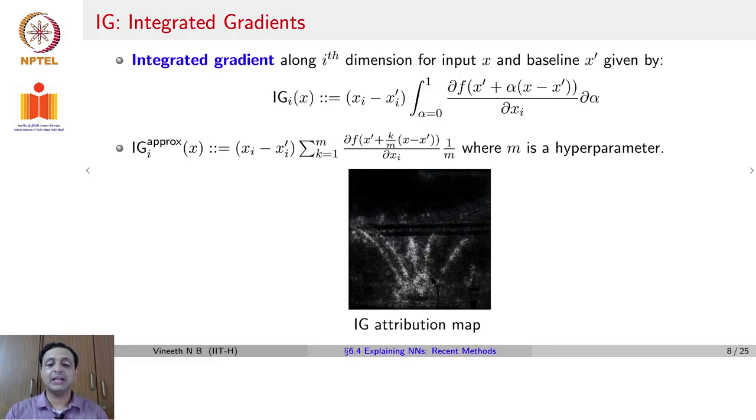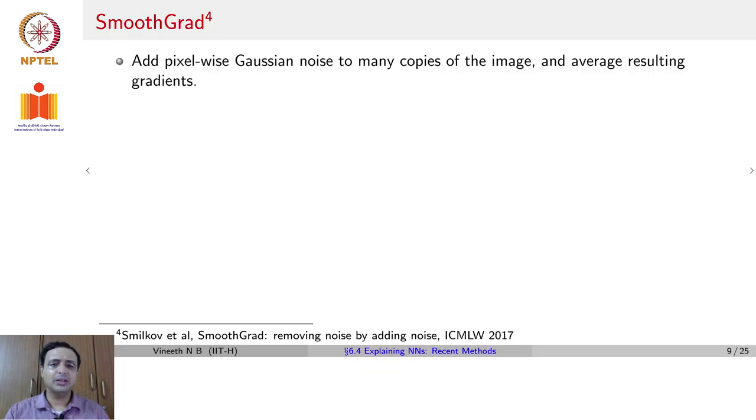Now you have an IG attribution map which focuses on the fireboat as well as those streams of water, which is far more convincing than what we saw initially with the vanilla gradients. Another approach that was proposed is known as SmoothGrad, which uses a very similar idea as integrated gradients, but a more heuristic and simpler approach. It says, let's add pixel-wise Gaussian noise to many copies of the image and average the resulting gradients.